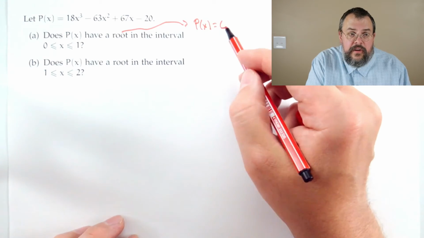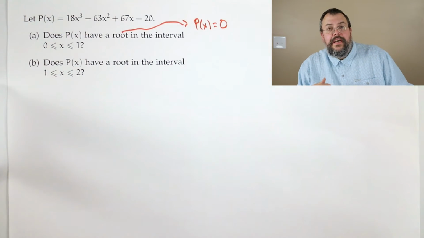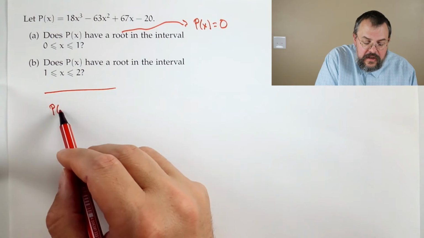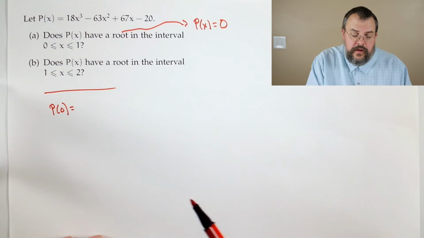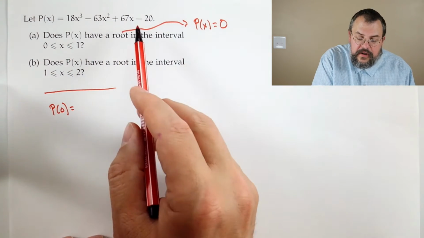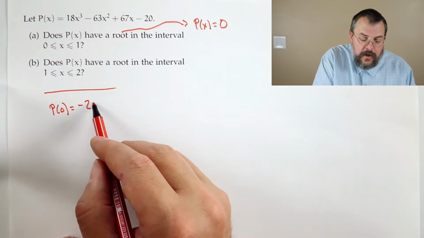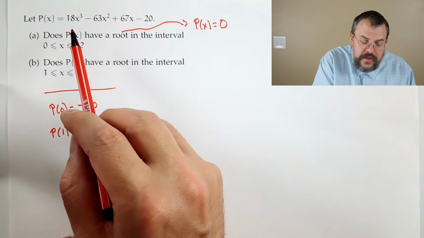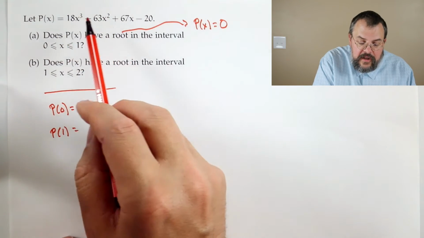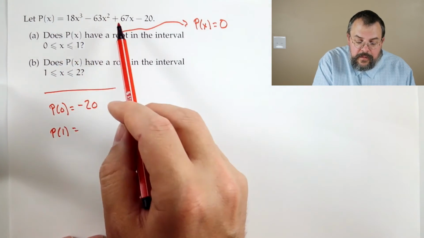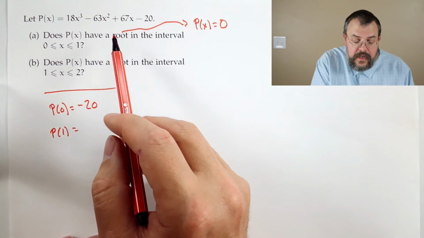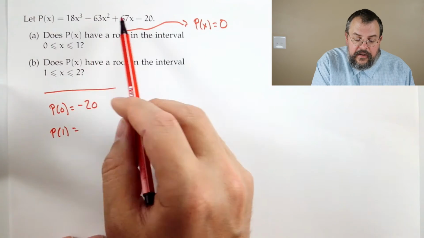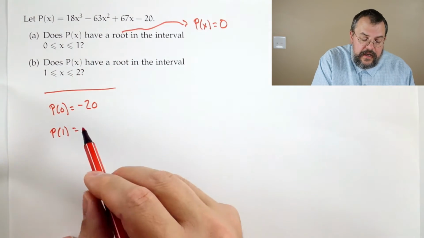That means we're looking for a place where a value for x, when we plug it in, we get 0. So one of the things we can do is we can say, well, let's plug in just 0. Maybe that works. Well, probably not, because you're going to get 0, 0, 0, negative 20. What if you plug in 1? Will that work? Well, let's see. Let's add the 18 and the 67 together. That would be 85. And then subtract 63 and subtract 20, that would be 83. So if I take 85, subtract 83, that gives 2.